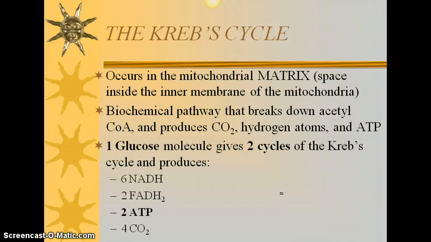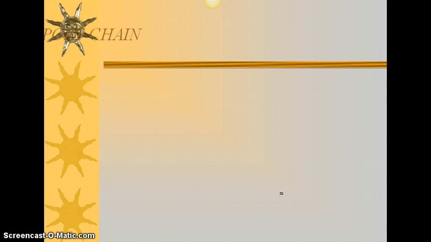So one glucose molecule gives 2 cycles of the Krebs cycle, and it will produce 6 NADH, 2 FADH2, 2 ATP, and 4 CO2. Again, it's really just chemicals. You kind of just have to learn them as that. You don't have enough chemistry background to be able to get into what all those are.